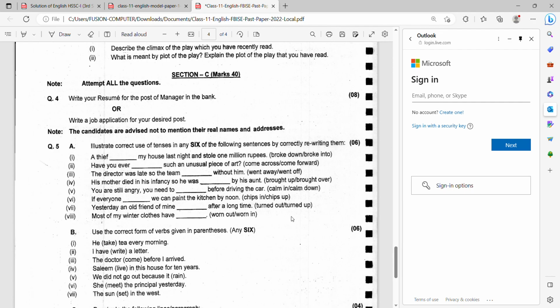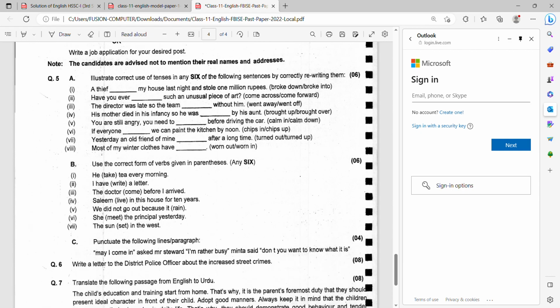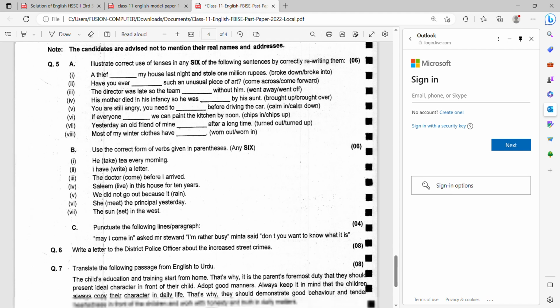Question number 5 has 8 MCQs or 8 options given to you. You have to attempt only 6 of the following sentences and rewrite them with the correct form of the verb. It carries 6 marks. Part B, use the correct form of the word given in parentheses. It also carries 6 marks, and you have to correct them with the correct verb. Part C carries 4 marks. This is the punctuation passage. You have to punctuate it in the right way, keeping in mind the rules.